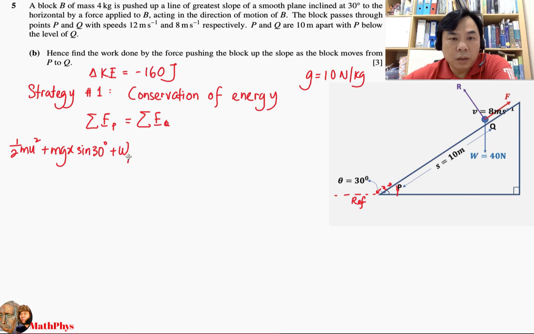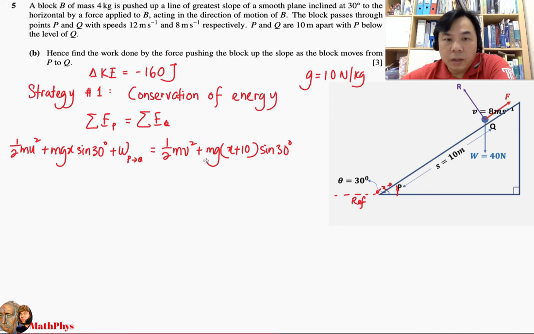So the work done to push the block from P to Q. Right? And then at position Q, we still have kinetic energy, and then we still have gravitational potential energy, of course. It's just that this time it will be x plus 10 because the distance from Q to the ground is x plus 10 here, sine 30, of course. And then that's all the energy that we have at position Q. All right, I hope that is clear. This is how we apply conservation of energy.